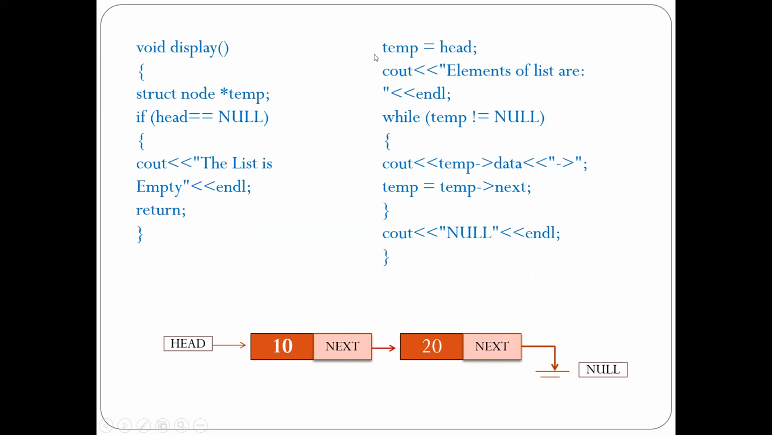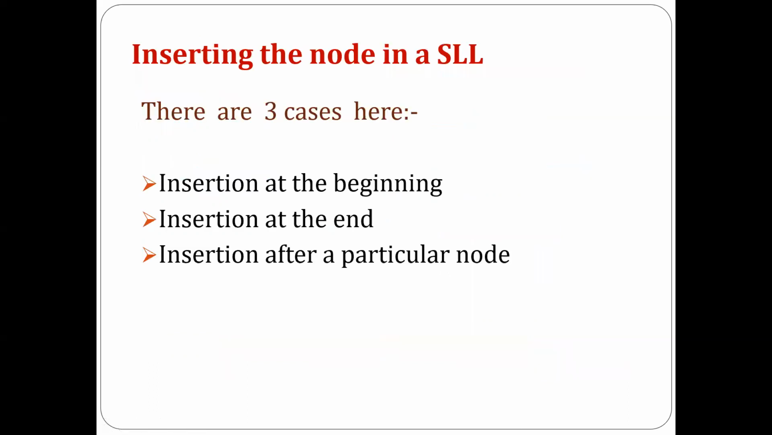If you are able to see here, I have taken a temporary pointer. I'm going to initialize it to the head node. And while temp is not equal to null, just print the data, that is cout temp data. Only whatever value is present at that location we have to print, and then shift that pointer. So by this code, we'll get the output 10 and 20 in our case. So this is what the display function does.